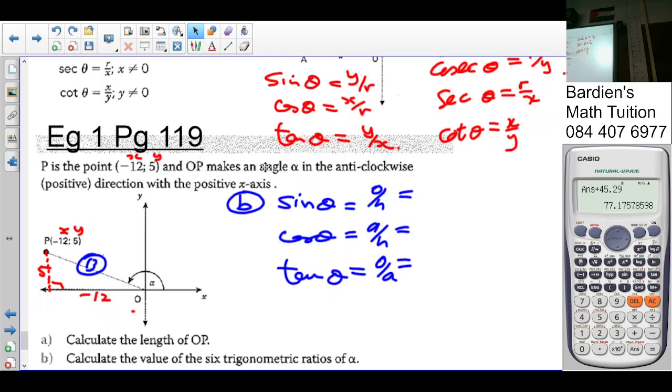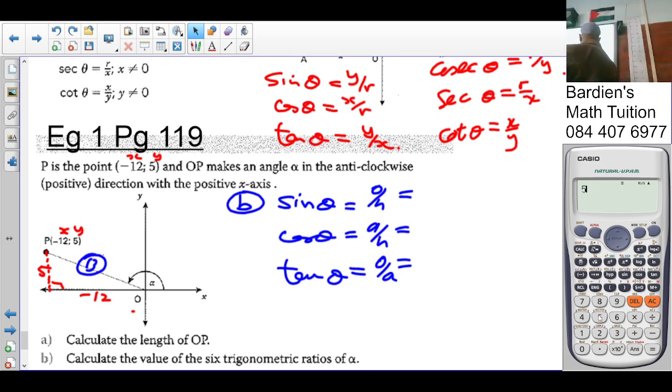So why didn't we write 13? We say 5 squared plus negative 12 squared. Squaring it gives 169. Then the square root.